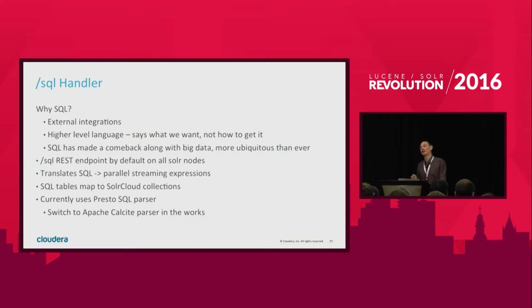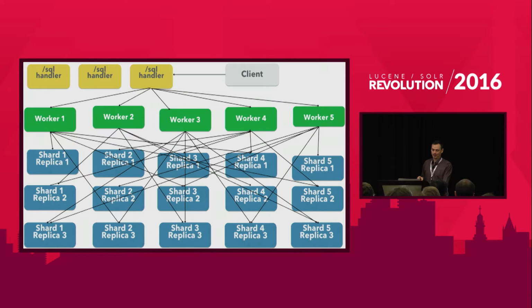We're currently using the SQL parser from the Facebook Presto project, but it is in the works to switch to Apache Calcite. So here's a diagram that some of you might have seen before. It's from the Solr Ref Guide again. It lays out how you can architect a big cluster and have tiers of different workers and specialize them if you want. You don't have to. This is optional.